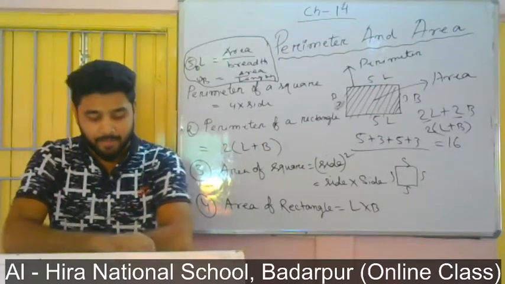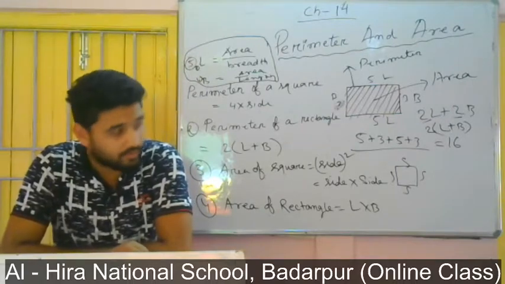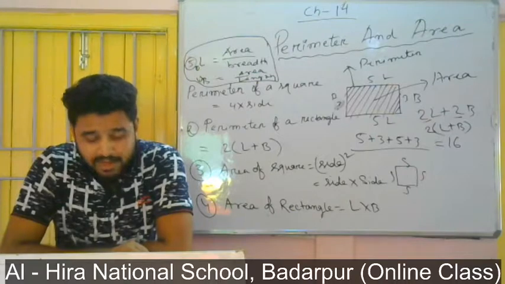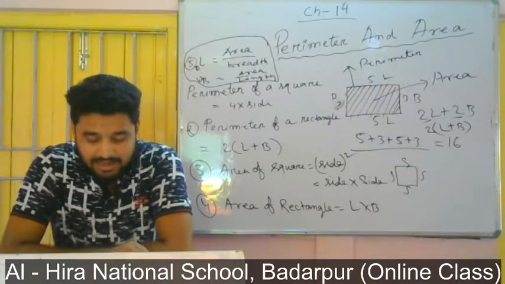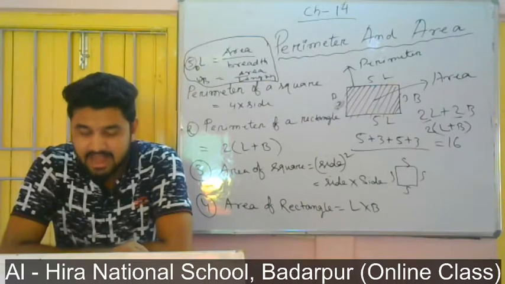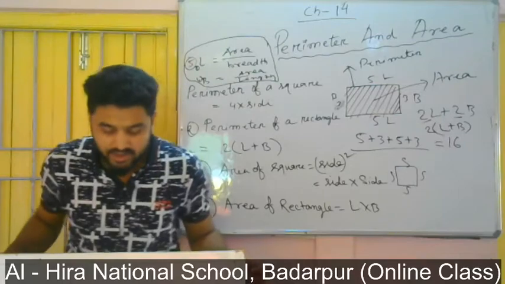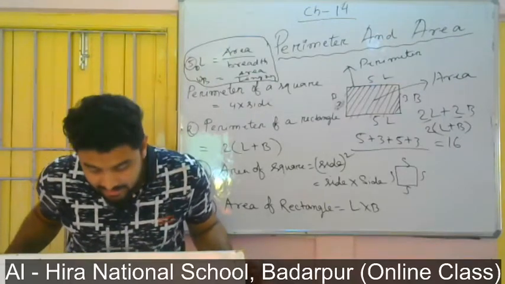Now you see exercise 14A. Copy and complete the following table. That means here length, breadth, area, perimeter. There are 4 columns. And question number 1, Roman 1, length is given 5 meter.